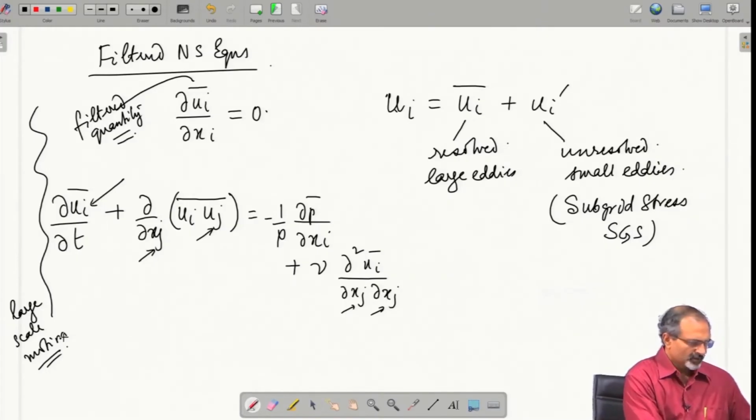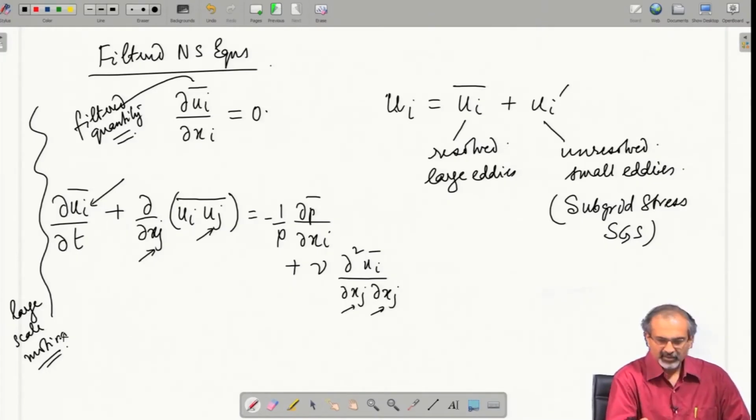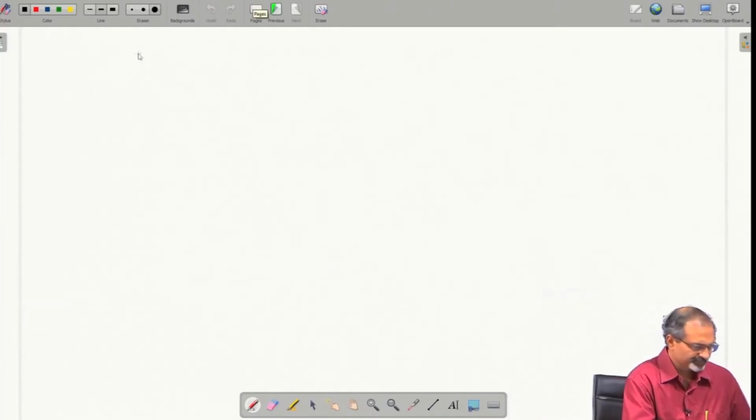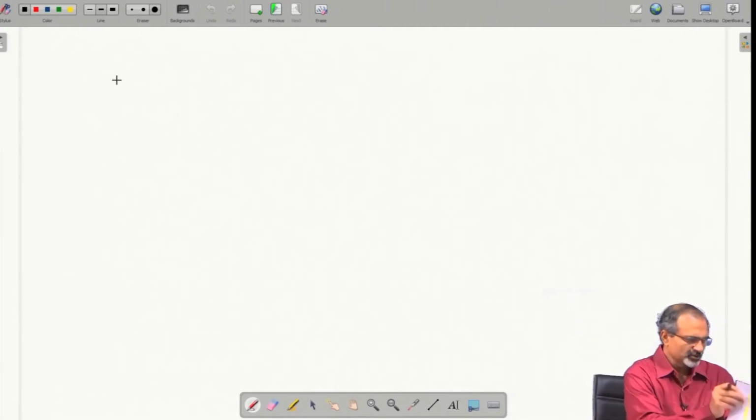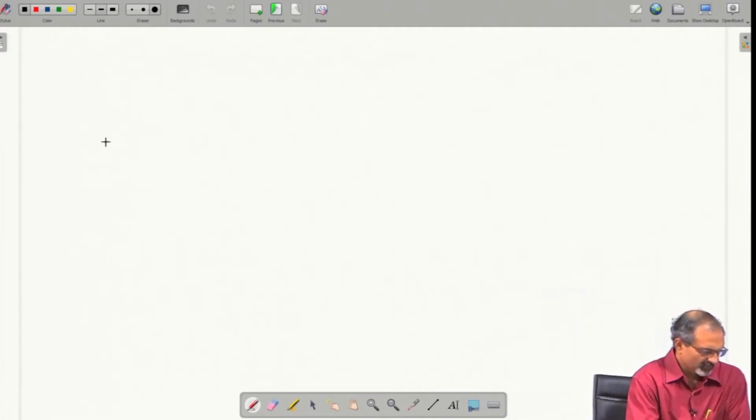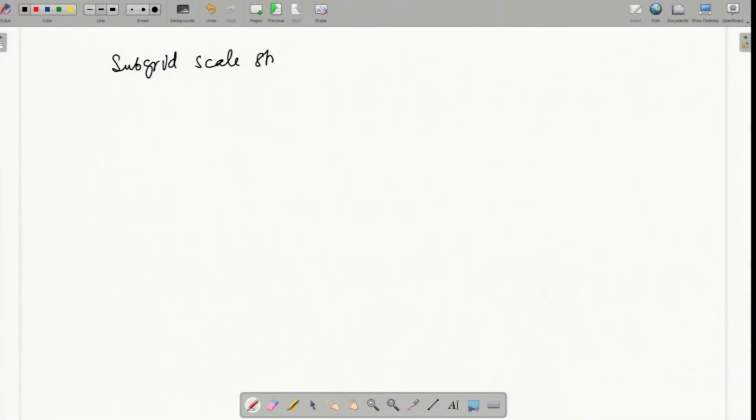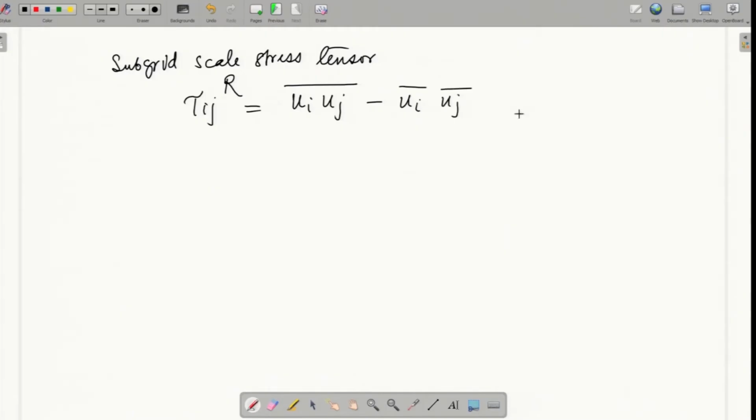Now, we bring in the concept of the residual stresses through the subgrid scale stress tensor. R stands for residual. This has a structure very similar to what you saw in the Reynolds stresses.